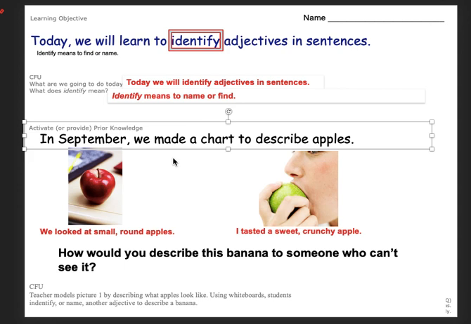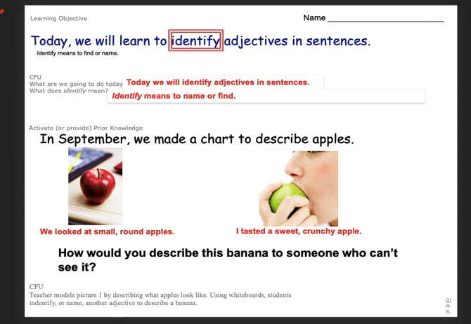In September, we made a chart to describe apples. So, I don't know that we did that, but let's say that we did. We've done things like this before in our classroom. So, we looked at small, round apples. I tasted a sweet, crunchy apple. How would you describe this banana to someone who can't see it? Let's just look at these apple pictures.